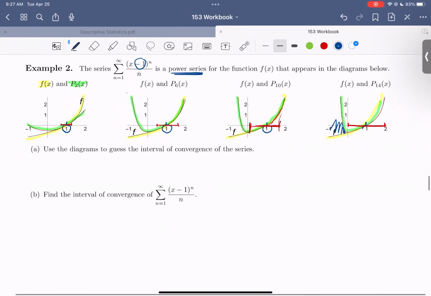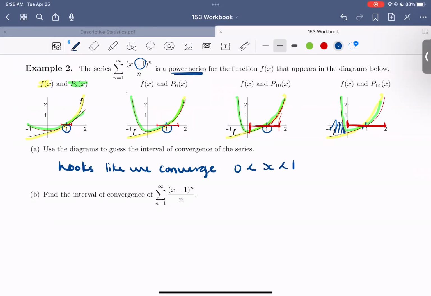So part A says use the diagrams to guess the interval of convergence of the series. As we get larger and larger n, even from 10 to 14 or 6 to 14, it seems the interval that we're going to converge on is from 0 to 2. So I'm going to say it looks like we converge on the interval where x is between 0 and 2.